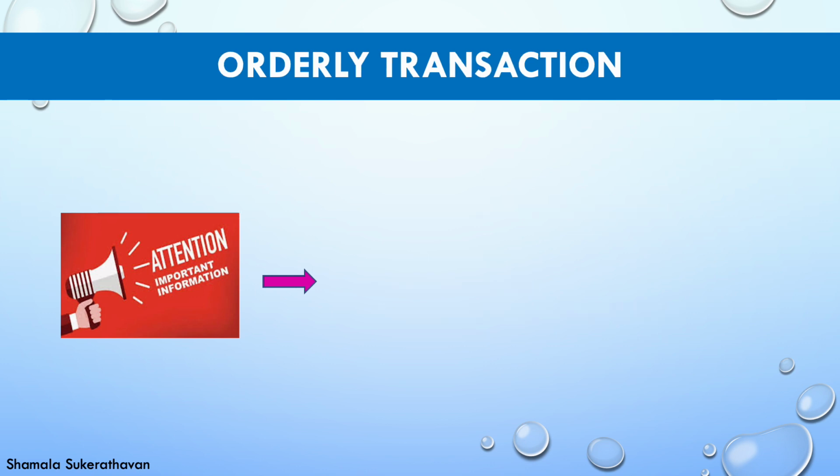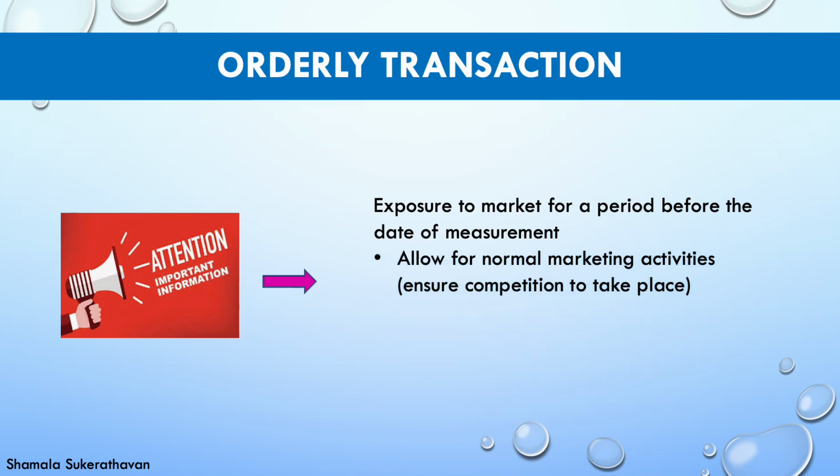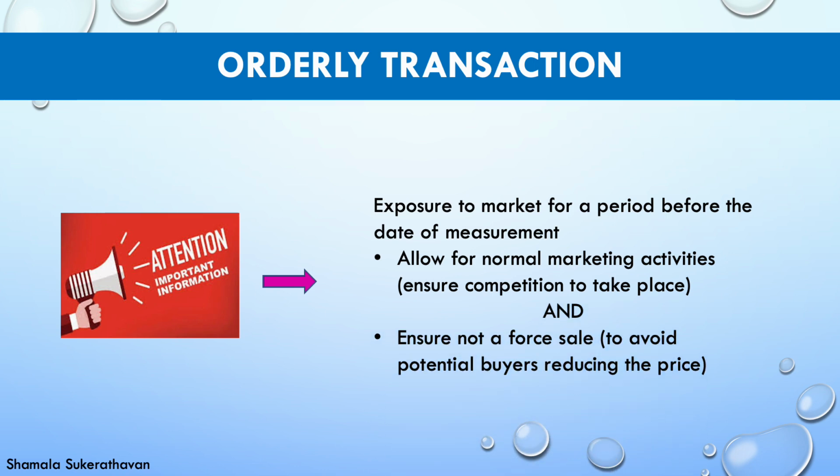When determining fair value, the prices to be used are those in an orderly transaction. An orderly transaction is one that assumes exposure to market for a period before the date of measurement to allow for normal marketing activities and ensure that it's not a forced sale. If the transaction is not orderly, then there will be insufficient time to create competition, and potential buyers may reduce the price they are willing to pay, with sellers forced to accept a lower price in a short period, leading to price not being representative of its true market price.